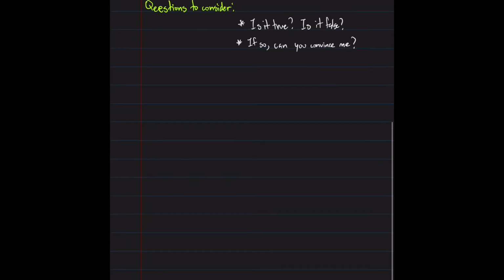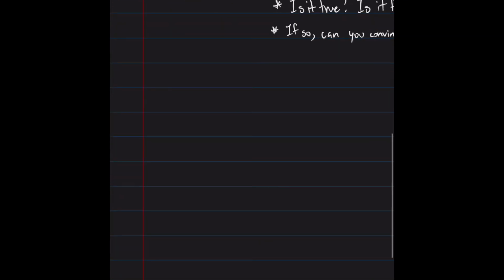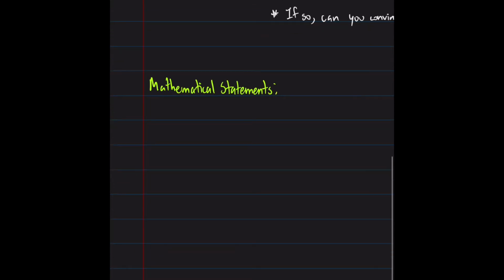Now here's an example. Let's take a look at mathematical statements, and then I'll show you a couple examples of what a mathematical statement exactly is. A mathematical statement consists of different parts. So there can be different parts of a mathematical statement. This is an example of what a mathematical statement looks like.